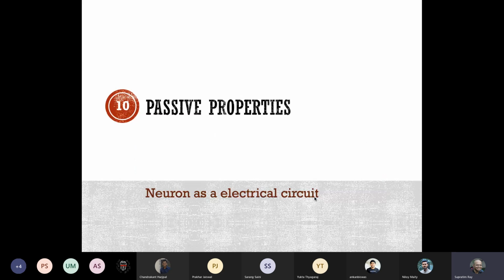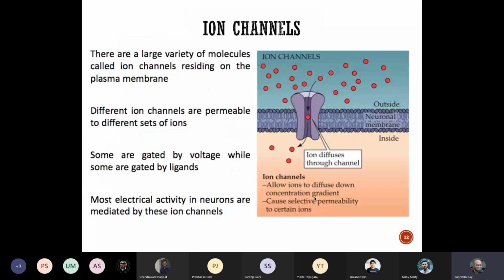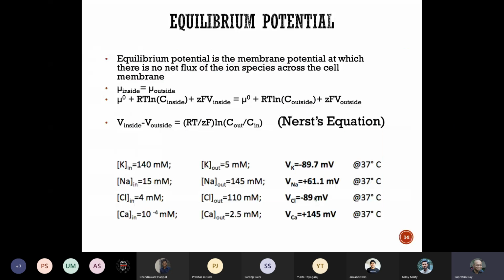So we talked about the passive properties, the fact that the ionic concentration across the membrane is different, and there are active mechanisms, pumps, that maintain this concentration gradient. Because of this, the ion is at equilibrium only when the potential is at some particular value, which is called the equilibrium potential. This is when there is only one ion in the picture.